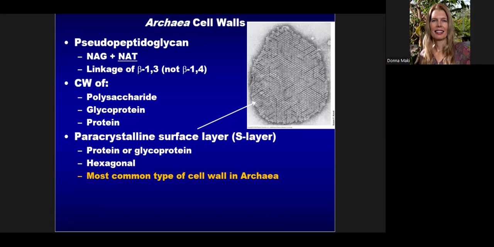So, other questions on the funky archaea? All right, I'm going to shift.